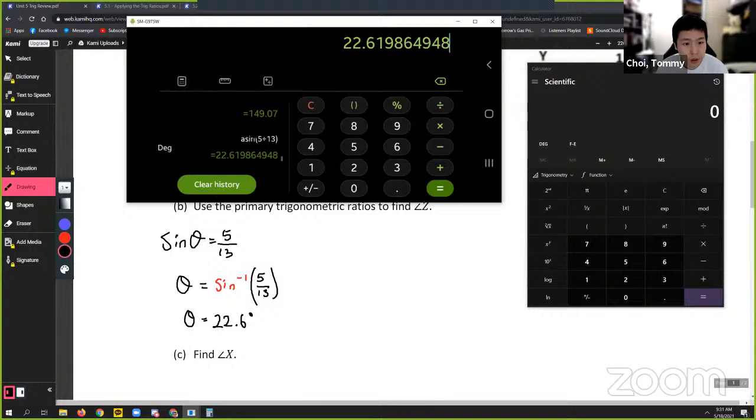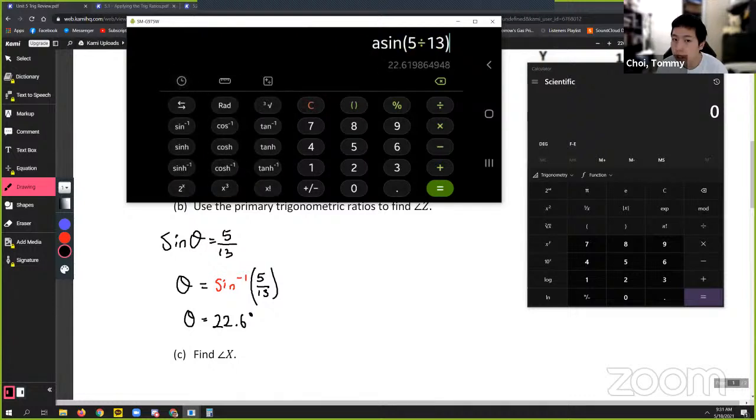So just to show you once again what we did here. Sine inverse, it can also be written as arcsine, but your calculator should say sine inverse, sine to the power of -1. Bracket, 5 divided by 13, close bracket. So that's for two-line calculators and Android calculators.